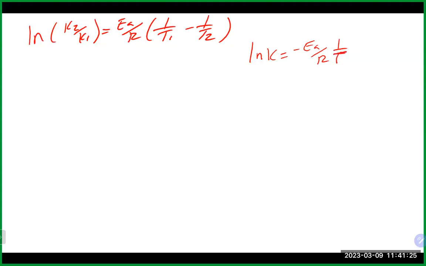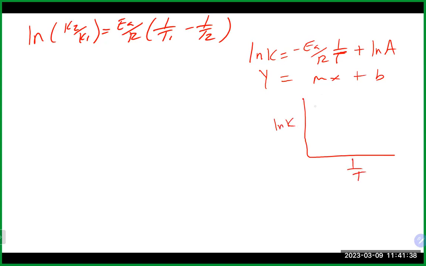Plus the natural log of A. This is our y equals mx plus b, which gives us the natural log of k versus 1 over the temperature, which does need to be in Kelvin, given our straight line, where m is equal to minus Ea over R. So the 2-point version is really, technically speaking, you have a couple points off of this line, and you could just plug and chug into it.